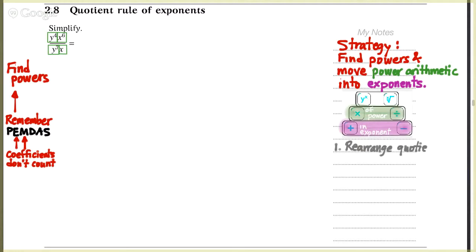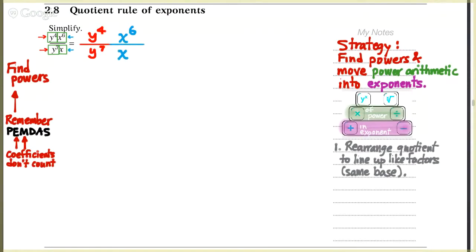And just like before, I want to try to rearrange the powers in this expression in a way that lines up the like factors, the factors that have the same base. In other words, I want to make it really obvious to myself which powers I'm going to be able to combine. Specifically, I can combine the powers of y together because they're powers of the same base. I can combine the powers of x together because their powers are the same base. So I want to just make that obvious by lining up the y's above one another, lining up the x's above one another.